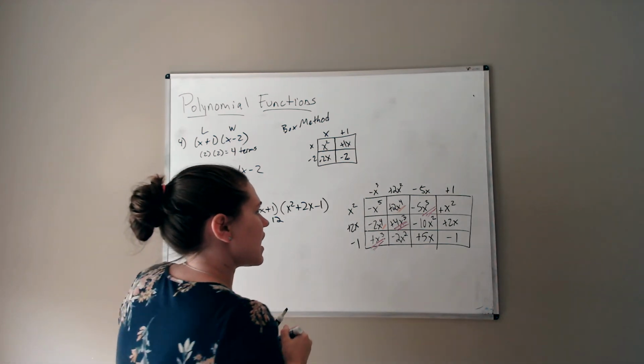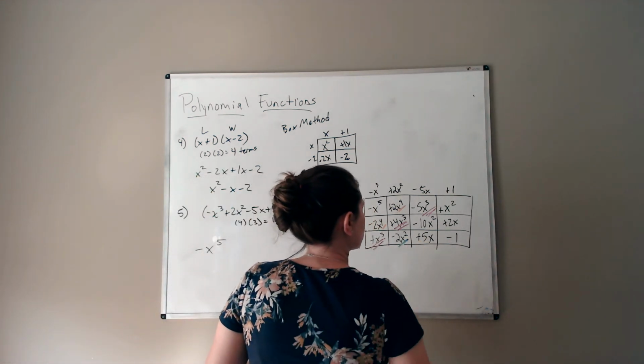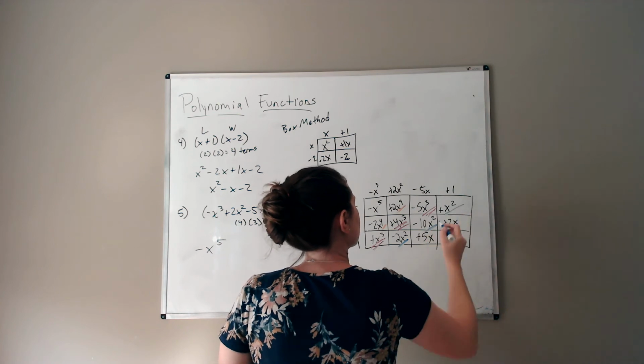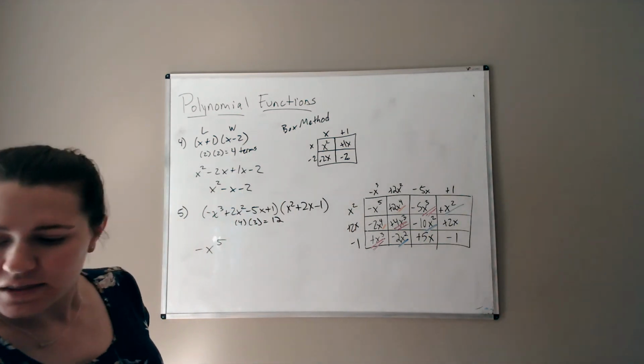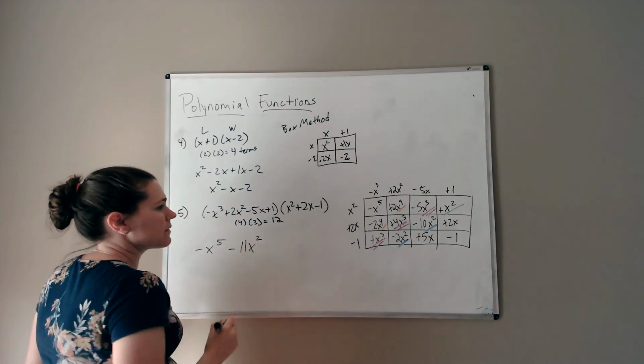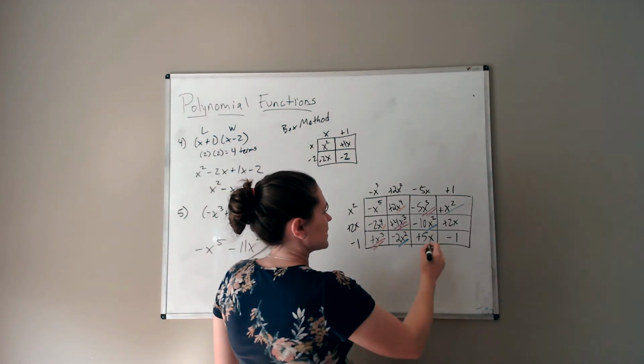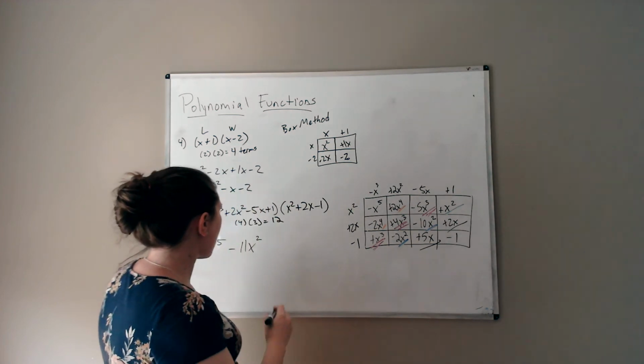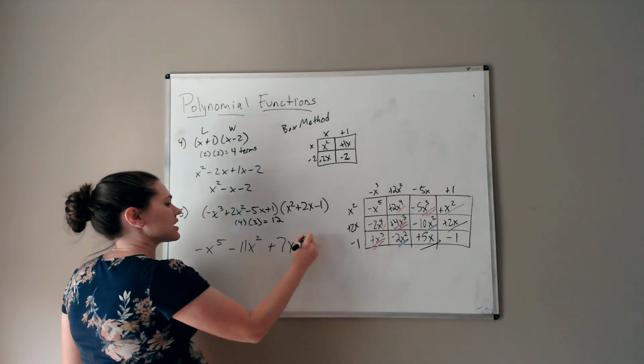I've got a negative 2x squared, a negative 10x squared. I've got a positive x squared. That's going to put me at negative 11x squared, sorry. I've got a 5x and a 2x. That's going to put me at plus 7x, and I've got a minus 1.